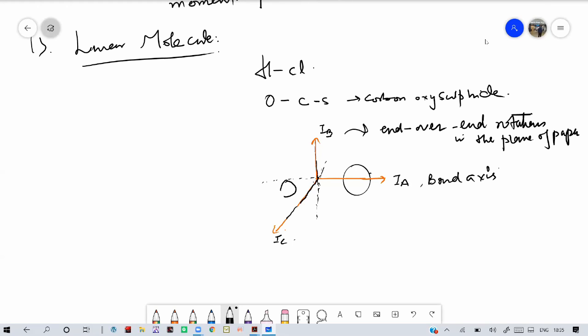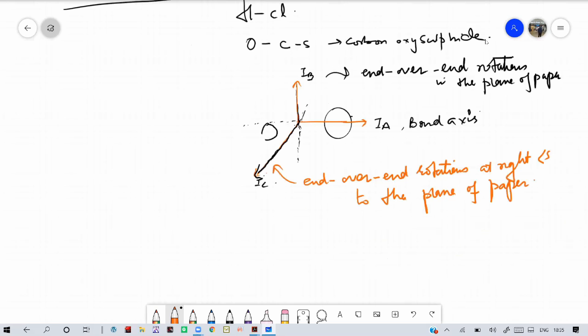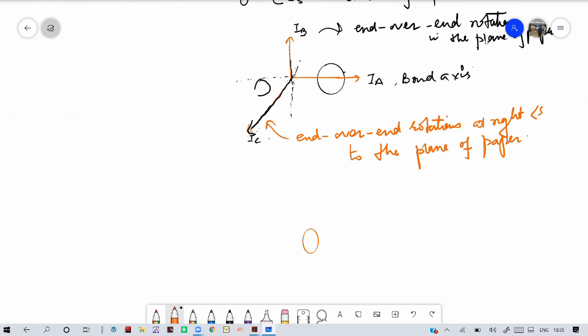Another one is this. If you see this axis, this is rotations at right angles to the plane of paper. Okay, because when you take the plane of paper, you have a molecule HCl. So this is simple. I will not draw the axis. This is a simple molecule, for example.